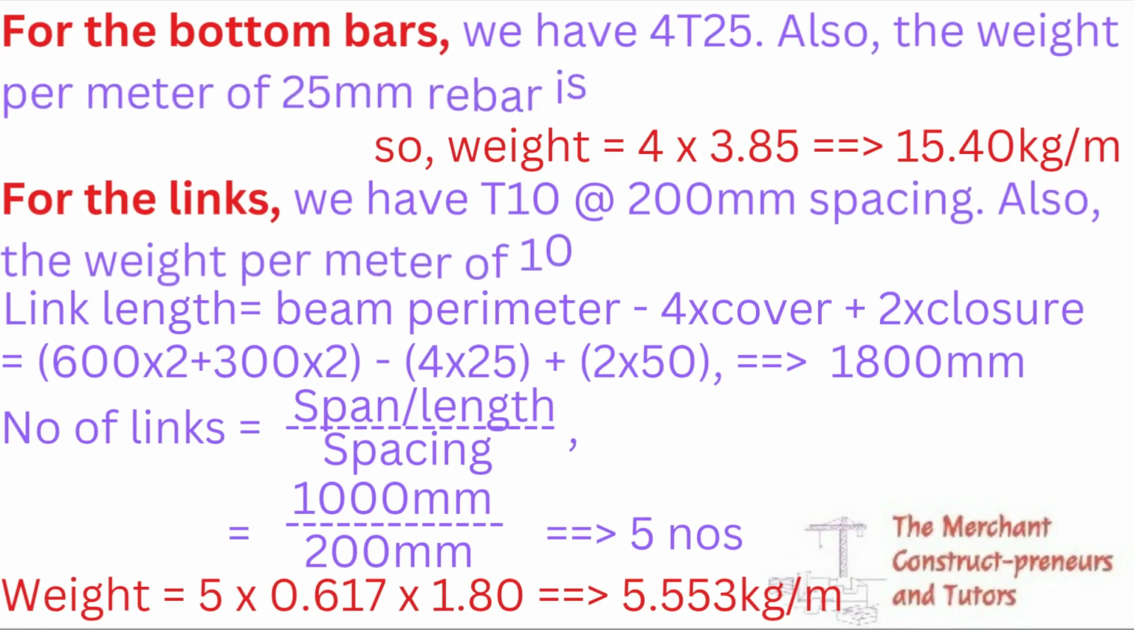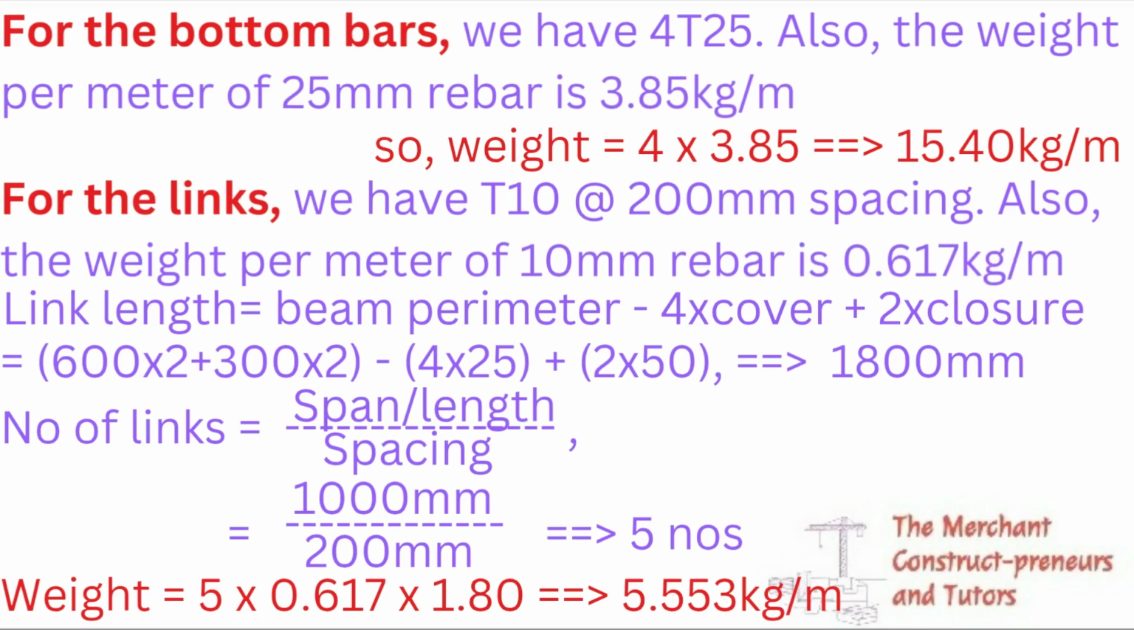So for the bottom bars, we are doing the same thing. We have 4T25 at the bottom, and the weight per meter of 25 mm rebar is 3.85. So once we multiply 4 by 3.85, we have 15.40 kilogram per meter. I hope that is clear. So for the links, we have 10 mm at 200 mm spacing. The weight per meter of a 10 mm bar is 0.617 kilogram per meter, right?